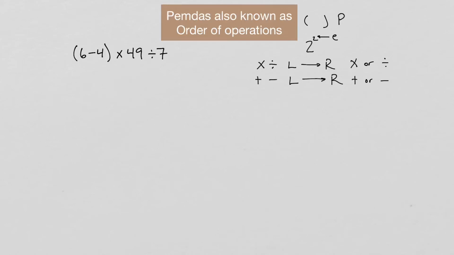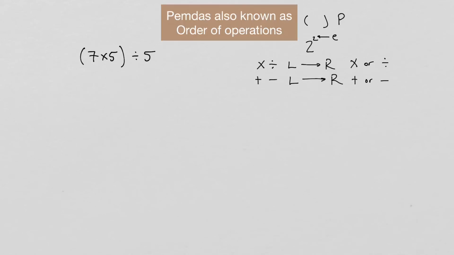Okay, first thing we see here is parentheses. So 6 minus 4 gives us 2 times 49 divided by 7. Now it looks like we have both multiplication and division. So going from left to right, multiplication or division, whichever one we run into first. 2 times 49 gives us 98 divided by 7. 98 divided by 7 is 14. Final answer.